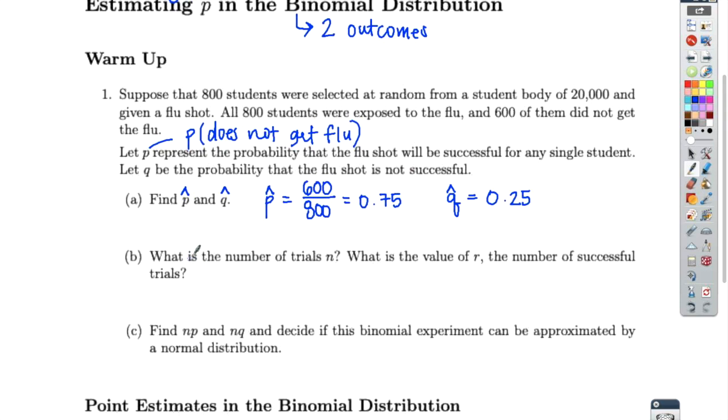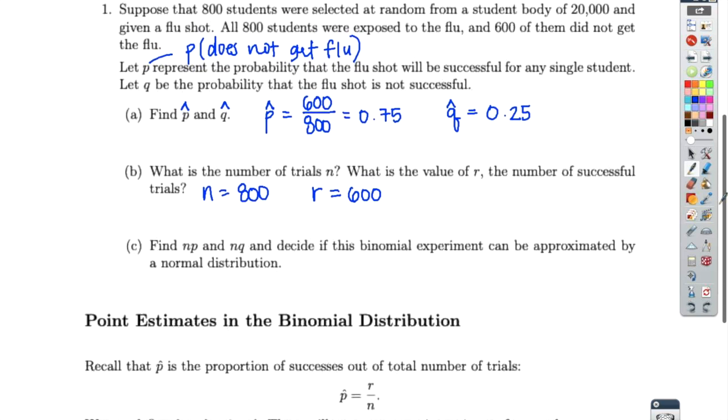Okay, part B, what is the total number of trials, N? Well, even though there were 20,000 students total, 800 of them are really in this sample. So 800 is the sample size, total number of trials. 800 students got the flu shot, right? And then what is the value of R, the number of successful trials? Well, R would be those 600 students who got the flu shot and then also didn't get the flu, even though they were exposed.